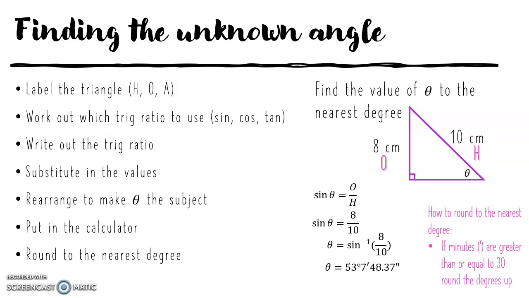So to round to the nearest degree, we round up if our minutes are greater than or equal to 30, and we just leave the degree as is if it's less than 30, which in this case it is. So our answer is 53 degrees.